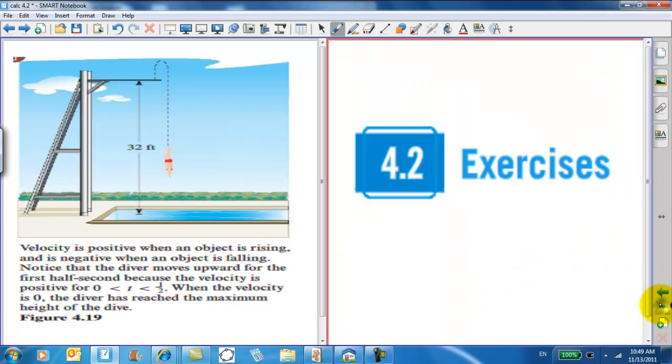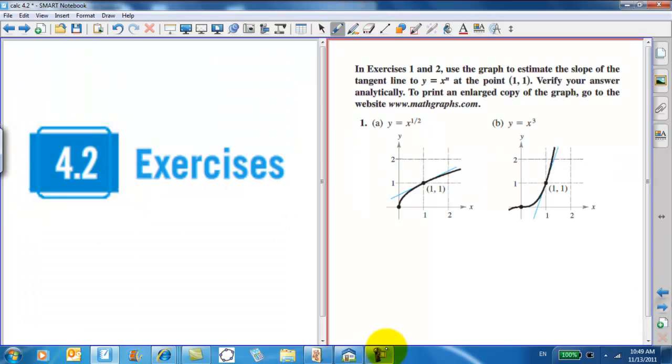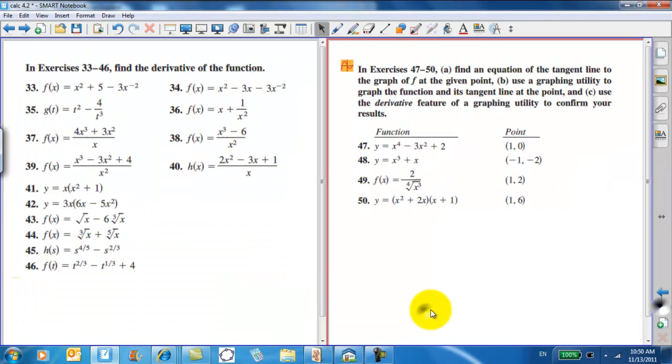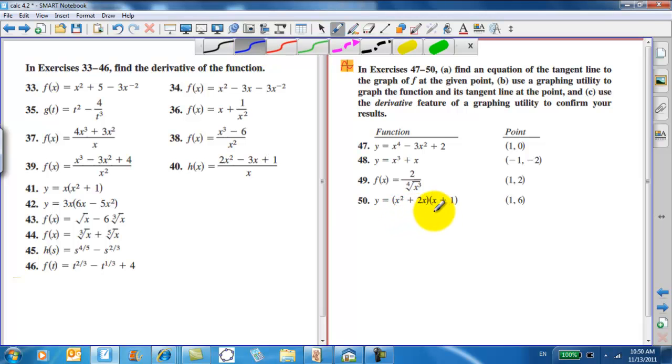And now let's look at some exercises. Number 50 is an interesting one because you have to be careful. You can't just plunge in and take a derivative on this because you'll just get 2x plus 2 times 1, and that's just not right. We're going to see that in our diagram in a second.